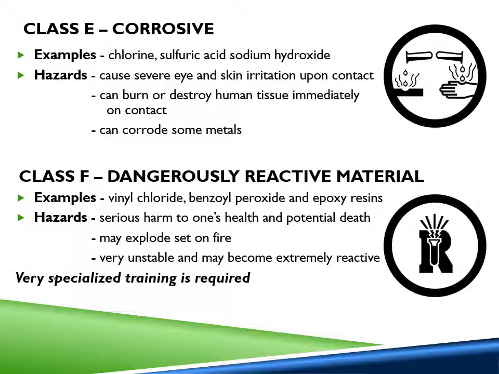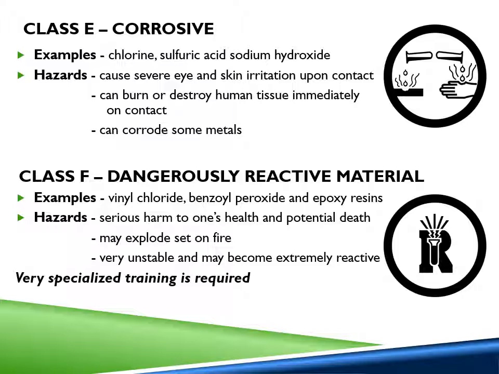Classification E is corrosive materials. These materials do exactly as the name suggests. They can cause severe burns and potentially permanent damage to human tissues, even burn through metal. Most corrosives are liquids, but can be gases such as chlorine. These materials are often found in disinfectants and cleaners.